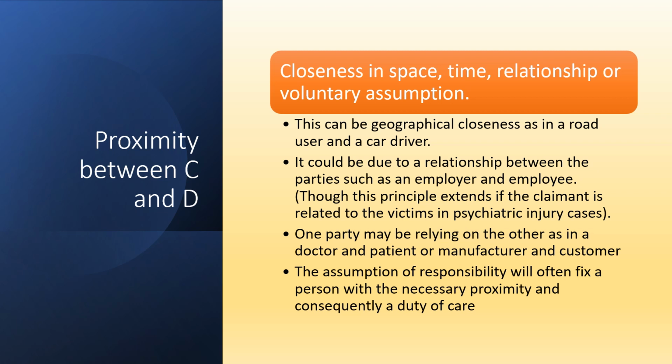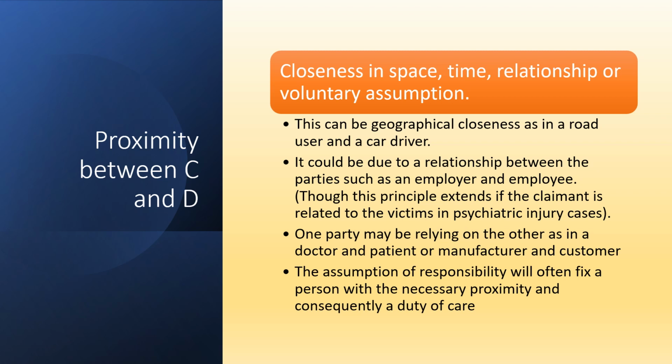The second element of the Caparo test is this idea of proximity between a claimant and the defendant. So are they close enough to be affected by the actions? This could be through time, space, relationship, or indeed a voluntary assumption of a duty. So this could be geographical closeness, as road user and the car driver, for example. It could be due to a relationship between them, such as employer-employee, manufacturer-consumer, and so on.